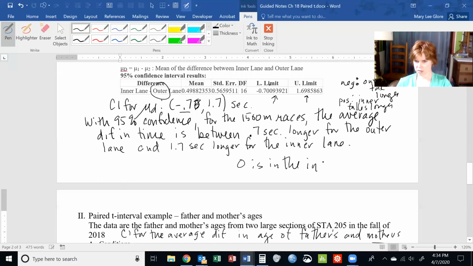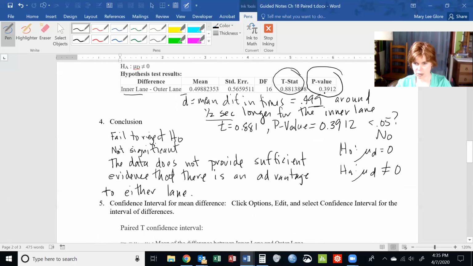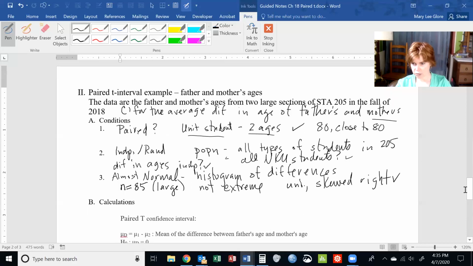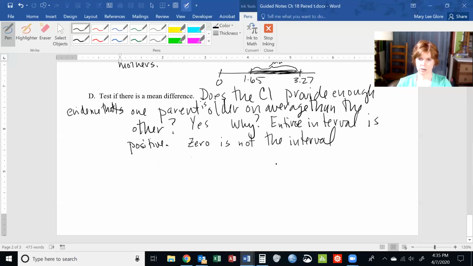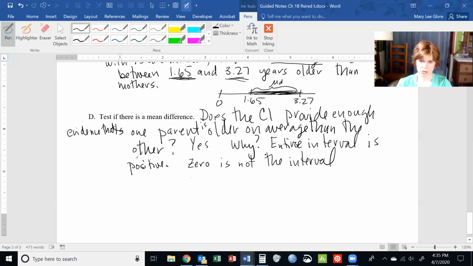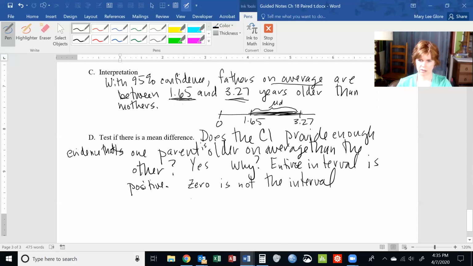All right, so when 0 is in the interval, or the entire interval is not positive or not negative, that means we don't have enough evidence of a difference. And remember, for this one, we had a p-value of 0.39. There was not evidence of a difference. So if I want to use my confidence interval to give me information about whether there's a difference or not, I have to think about whether the entire interval is positive or negative. Okay, all right, that's all I have.